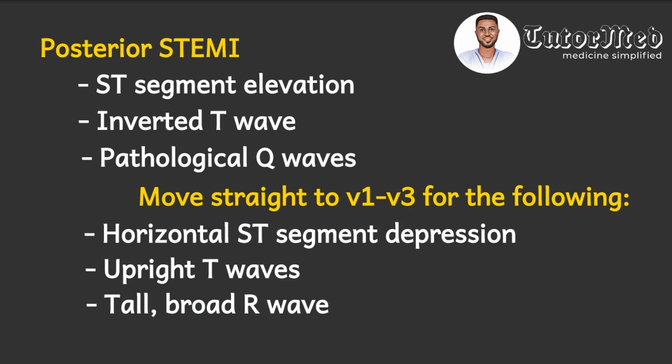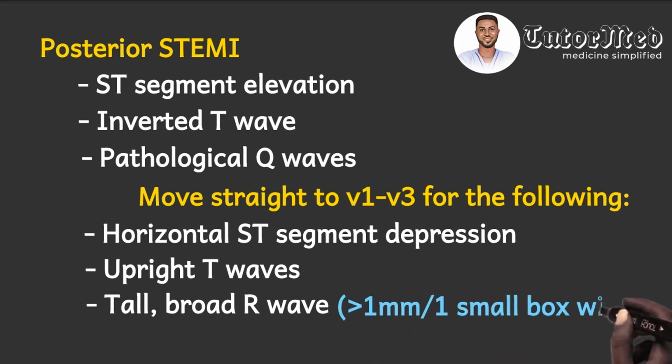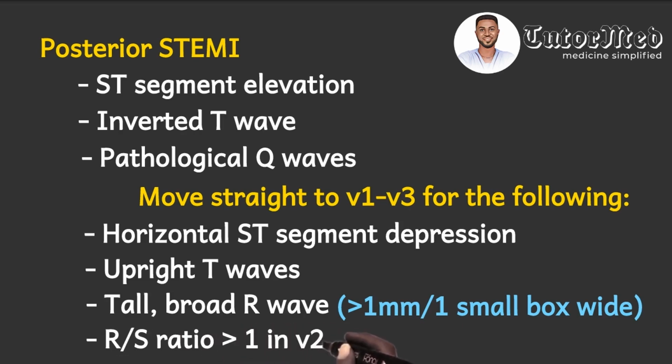Bearing in mind that a broad or wide R wave is an R wave whose width is more than 1 millimeter or one small box wide. Remember, the QRS complex should be more than 3 millimeters to be considered broad, but this time we are looking at just the R wave in the complex. If it's more than one small box wide, it's a broad R wave. In addition, particularly in lead V2, there will be a dominant R wave evidenced by the R to S ratio more than 1.